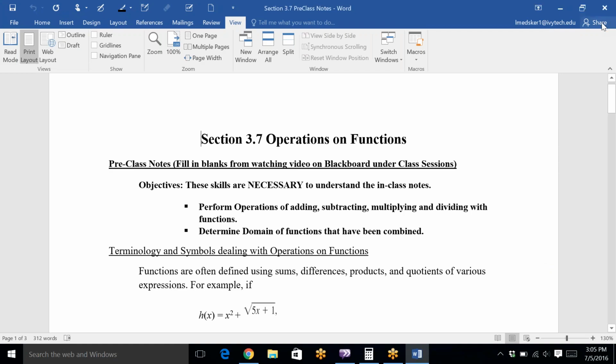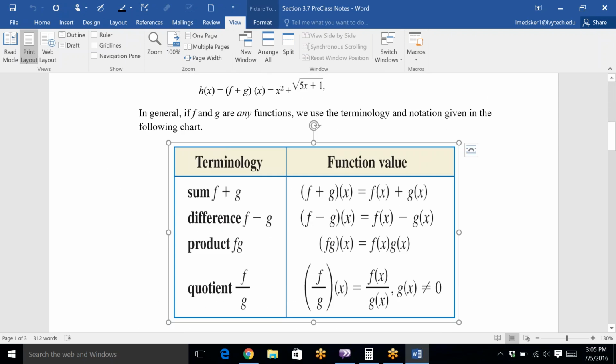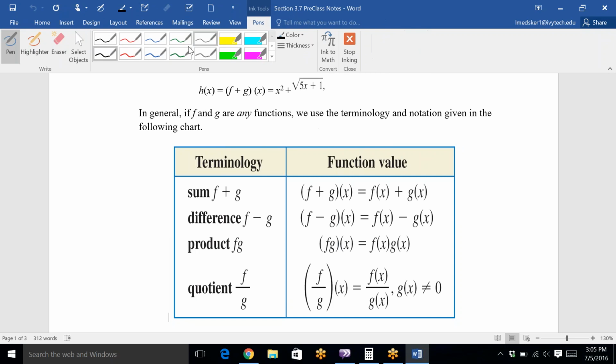Okay, this is the 3.7 pre-class notes. Objectives: to perform operations of adding, subtracting, multiplying, and dividing with functions, and determine the domain of the functions that have been combined. So in terms of after you've done those operations, what is the domain of the new combined function? Okay, so functions can define lots of different things, but here's the main thing that you want to be aware of for this section: what can you do with functions?